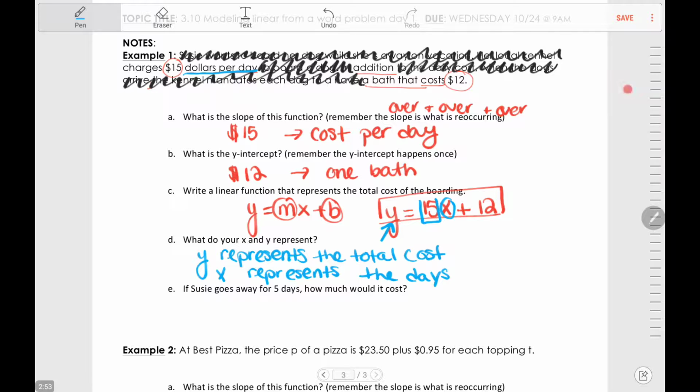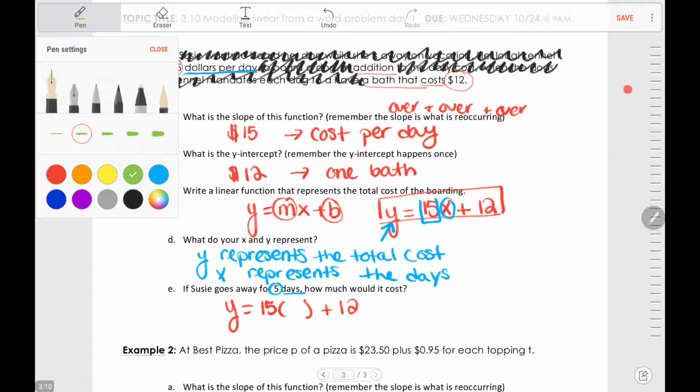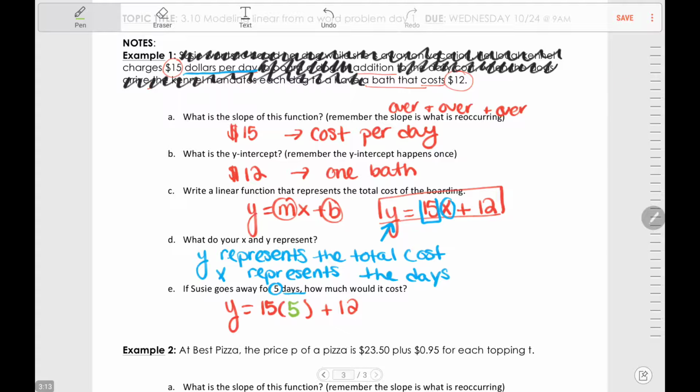So if Susie goes away for 5 days, so that means her dog is being boarded for 5 days, how much would it cost? So we can substitute into our equation for x, because x represents the days. So instead of x, I'm going to substitute in a 5. Okay, and then we're just going to simplify that. 15 times 5 plus 12 is 87. So it would cost $87.